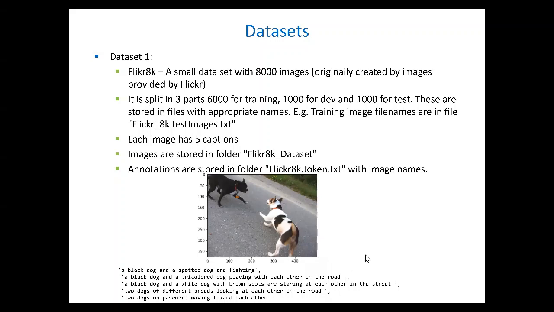To start with, let me talk about the data sets I found to be used for this project. There are two very popular data sets. One is Flickr 8K. This is a small data set with more than 8,000 images coming from the old Flickr website, which is split in three parts. And then you have a separate file where you have the tokens. Tokens are nothing but 5 captions for each image, as you can see at the bottom.